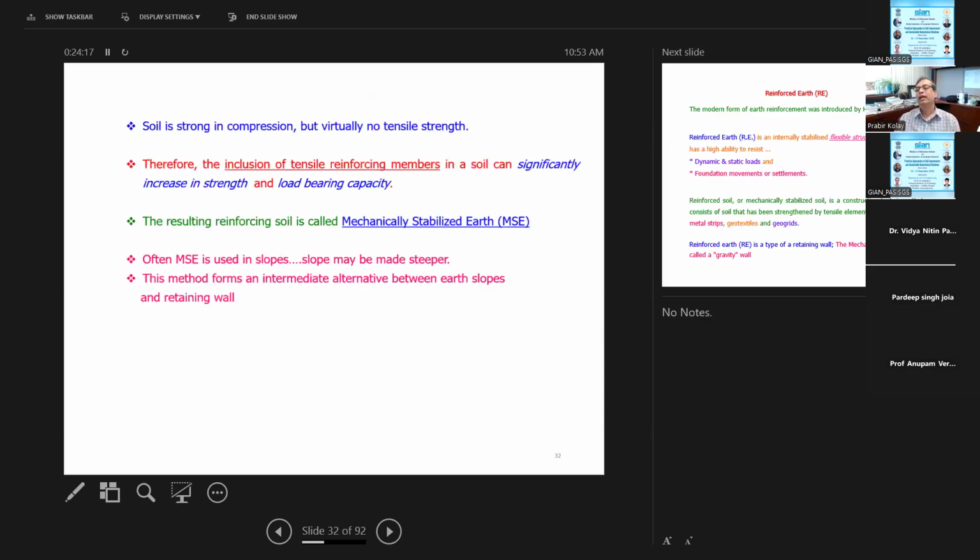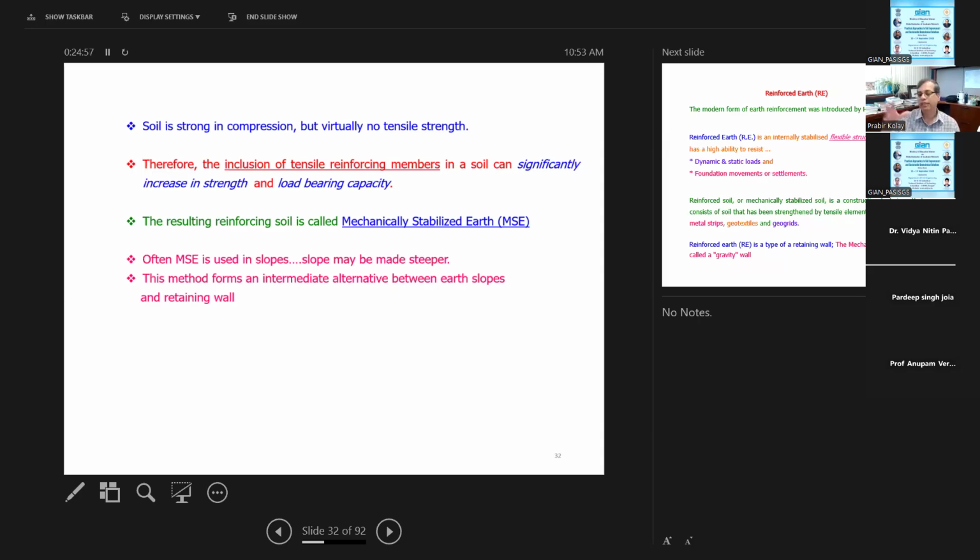So obviously, this is the last method. As I mentioned, for soil stabilization you need to include reinforcement in the soil, because soil cannot take tension. So what you need to do is either include some reinforcement, or use some geotextiles or geogrid, okay? So that it can take the tensile load, while soil can take compression load. So that's the MSE wall. Therefore, the inclusion of tensile force members in a soil can significantly increase the strength and load bearing capacity. Okay. So soil can take only the compression load. The resulting reinforced soil is called mechanically stabilized earth.